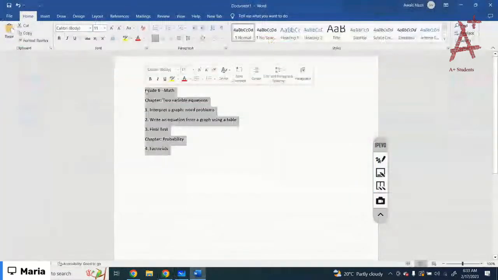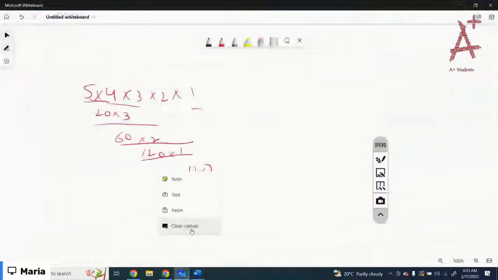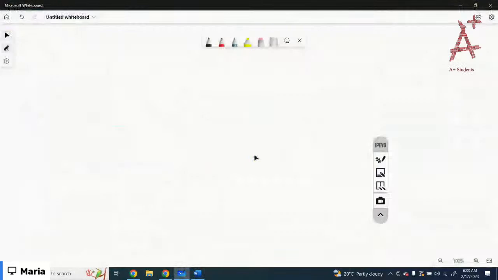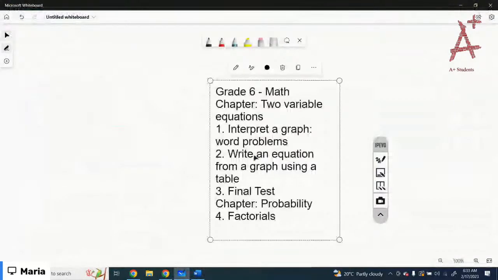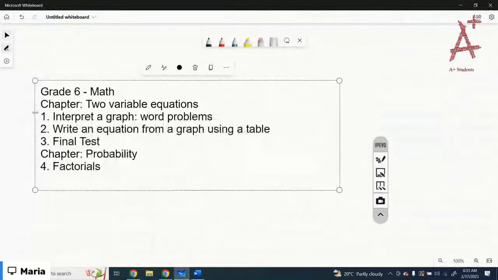So we're working on grade 6 maths. The lessons we've completed today are from the chapter 2 variable equations, and the lesson names are interpret graph word problems, write an equation from a graph using a table, then final test. Then we have started the new chapter that would be probability, and the lessons we have covered today from the chapter is factorials. Got it?